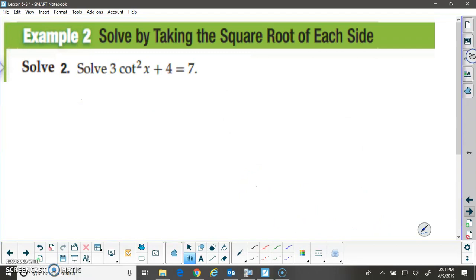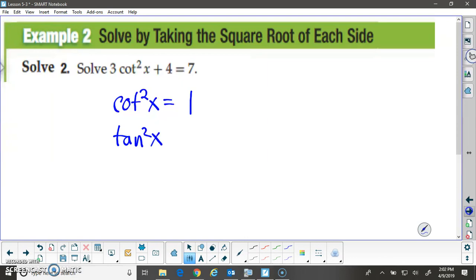Next time we've got a cotangent. So again, we want to get that cotangent squared by itself, so I'm going to subtract 4, divide by 3. That's going to give me cotangent squared equals 1. Now anytime you have a cotangent, you want to reciprocate and change it into a tangent.